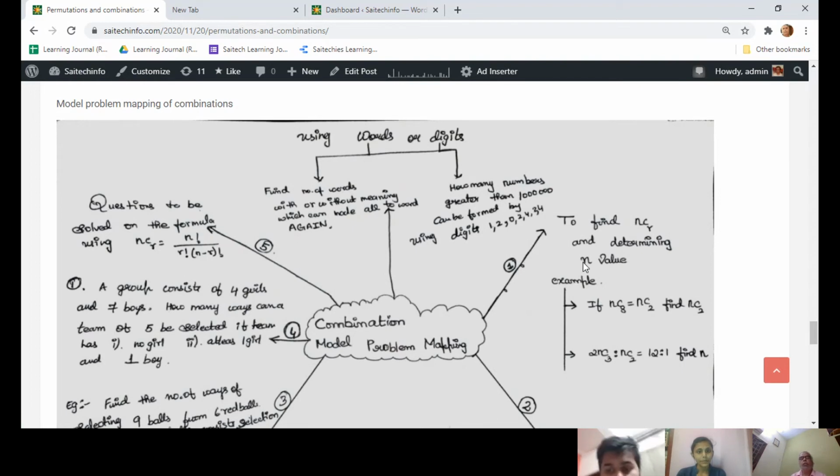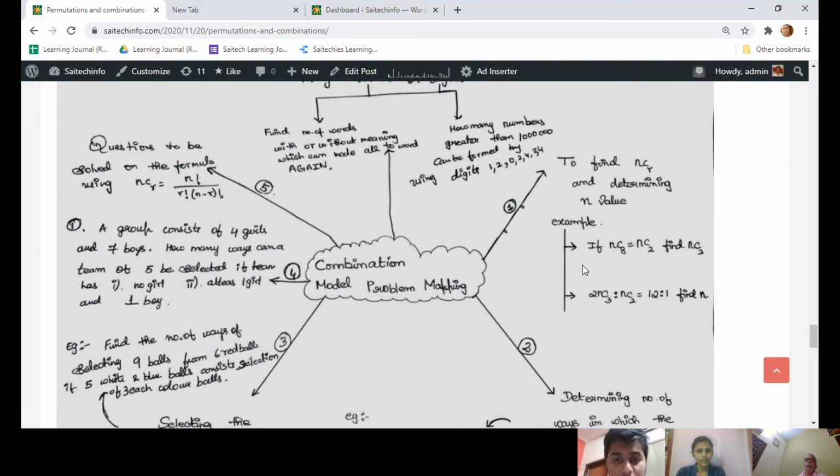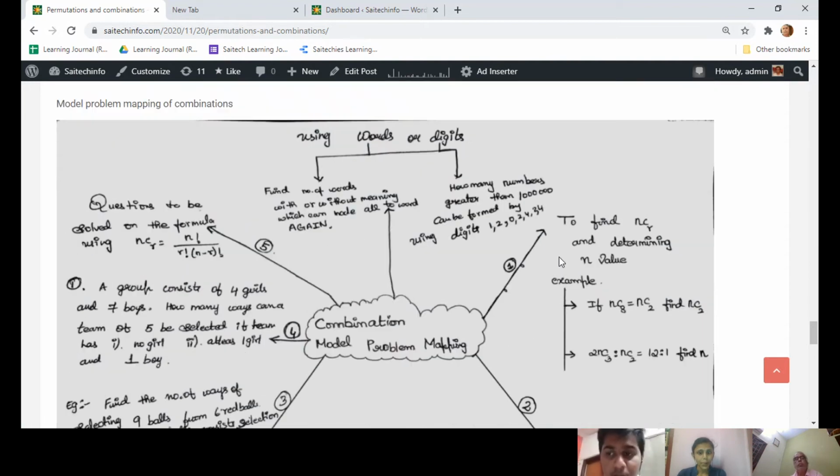Yes, sir. As we saw for the permutation topic, it is the same for combination also, but the questions may vary. So here in combination model mapping, the first question may be to find the value of nCr. In that they will ask to determine n's value. For example, if nC8 equals nC2, find nC2. So here we have to first solve by equating nC8 and nC2, and then from there find n's value.